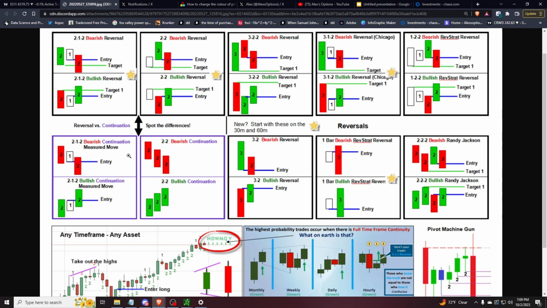And then the continuations. So the word measure to move is here. And what that means is we get a strong 2 to the downside, inside bar consolidation.